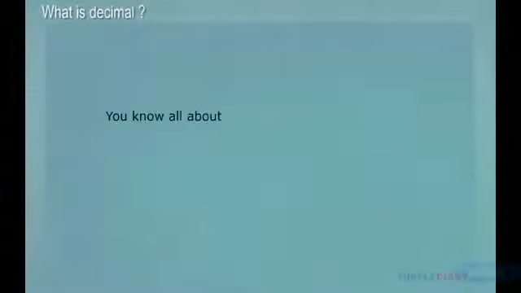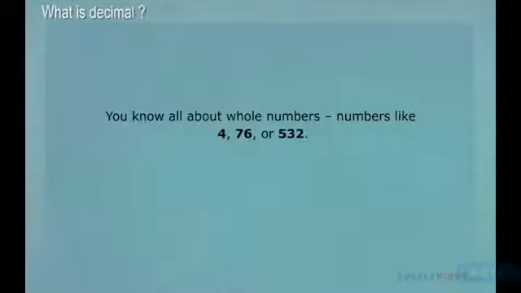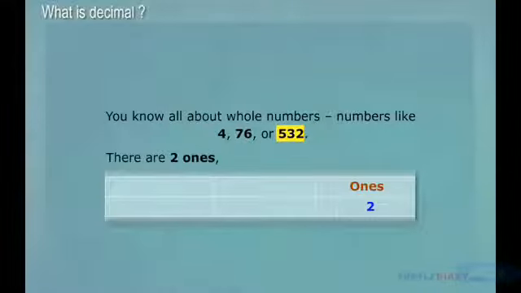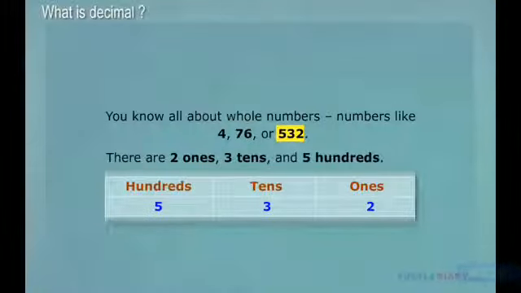You know all about whole numbers. Numbers like 4, 76, or 532. In a number like 532, each digit represents something different. There are 2 ones, 3 tens, and 5 hundreds.